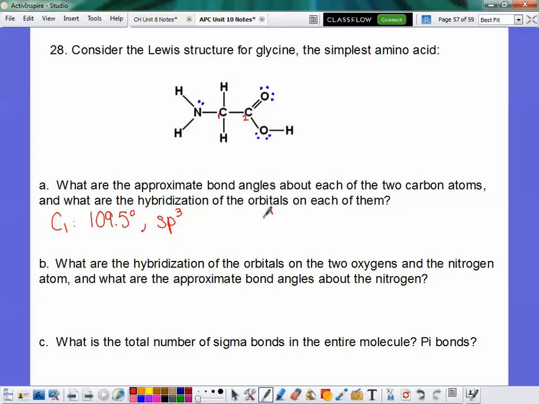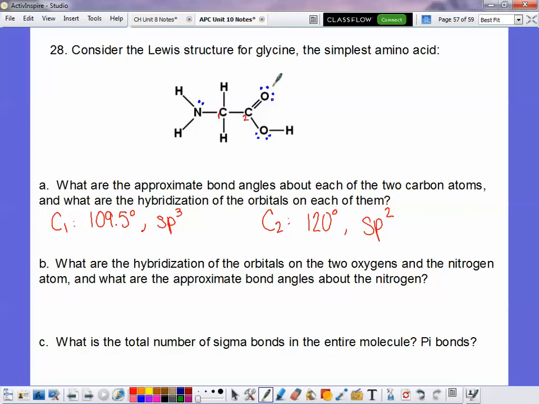Okay? For carbon 2, that carbon has 1, 2, 3 things around it. So its bond angle is 120. And because there's only 3 things, it needs to use 3 orbitals, so it's going to be sp2 hybridized. All right, then we have our 2 oxygens and the nitrogen. We're kind of doing the same thing for them. Oxygen will also hybridize. Hydrogen is really one of the only things that doesn't hybridize. So oxygen, as long as it makes at least 2 bonds, it's going to hybridize.